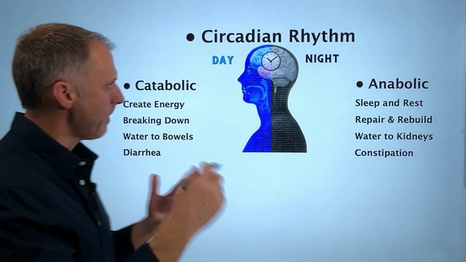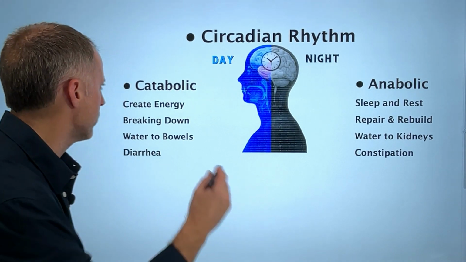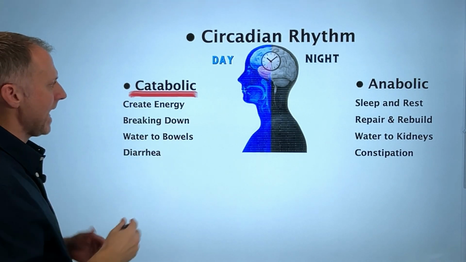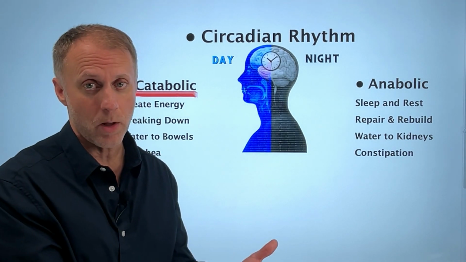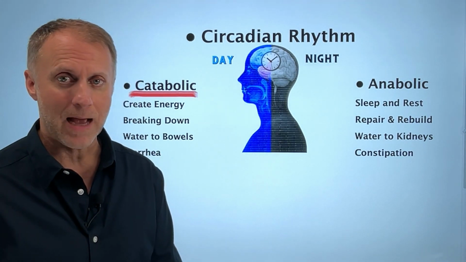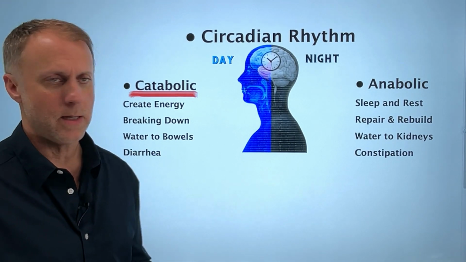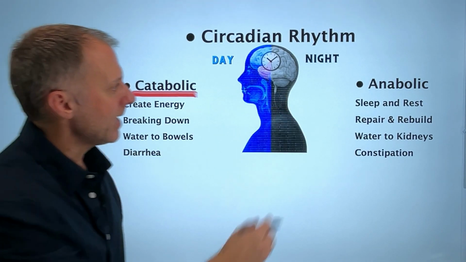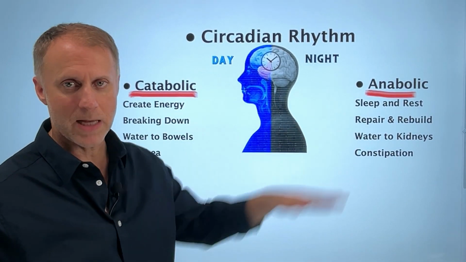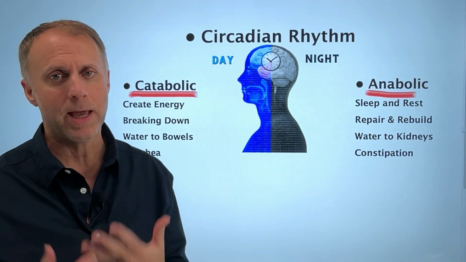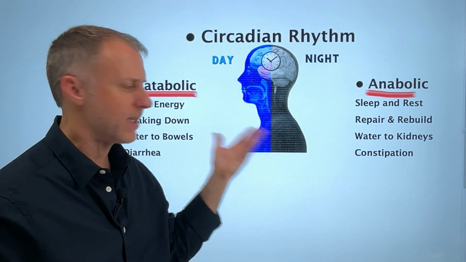So when we look at the body at the cellular level, there's a natural circadian rhythm that happens, and during the day the body should be in this catabolic state where it's very good at creating energy and keeping us going all day. But it's also good at breaking down tissues so that they can be renewed and we can get rid of this metabolic waste. And then at night, the body should move into this anabolic state where it's very good at sleeping and resting, but also repairing and rebuilding. So both of these states are appropriate. We like both of those things to happen.